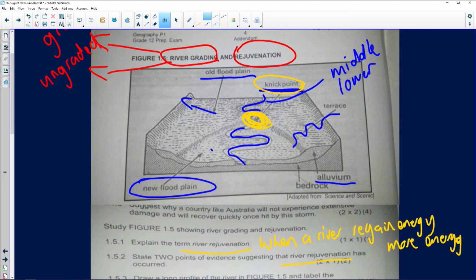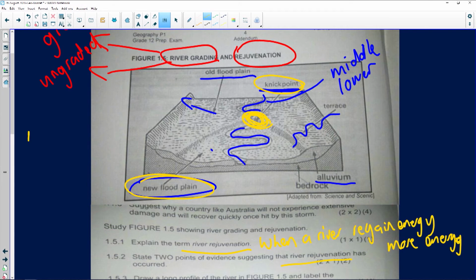What caused 2 points of evidence? Now, first of all, the nick point. We can identify the nick point. The second reason is the new floodplain that's been created. Now, how did the new floodplain occur? Very simple.